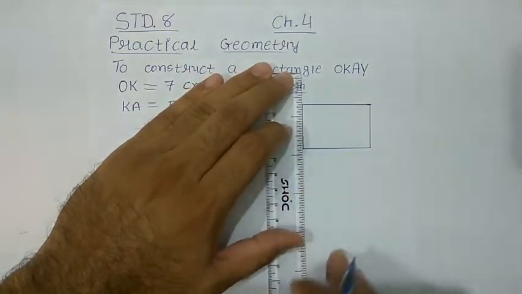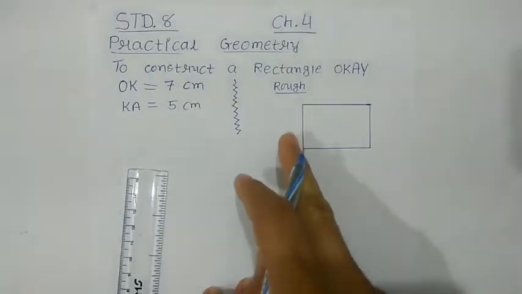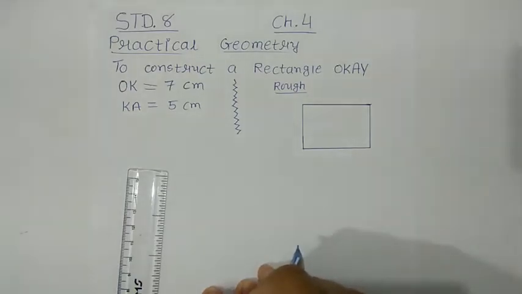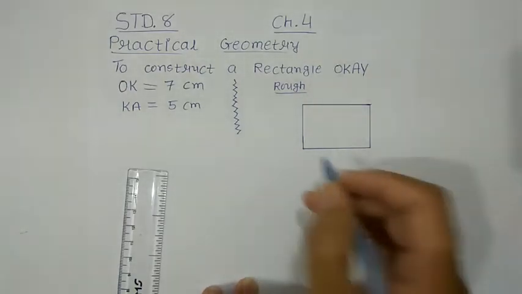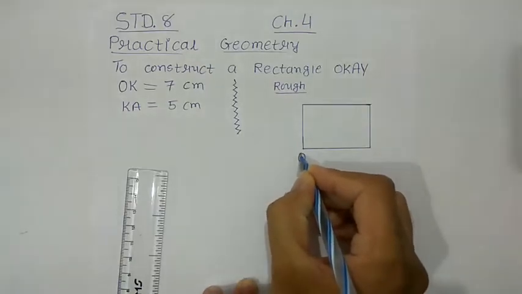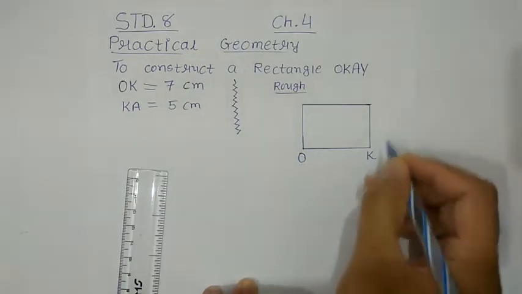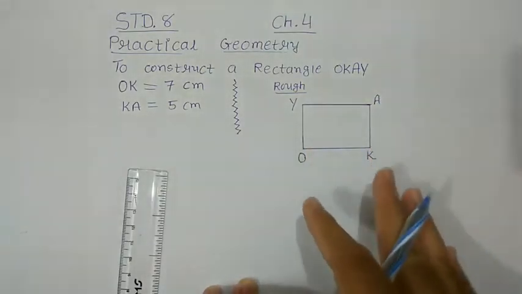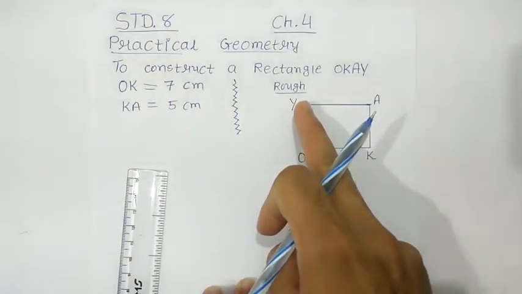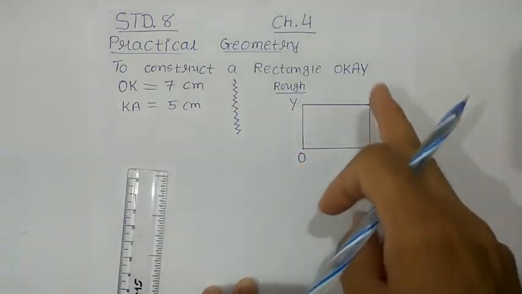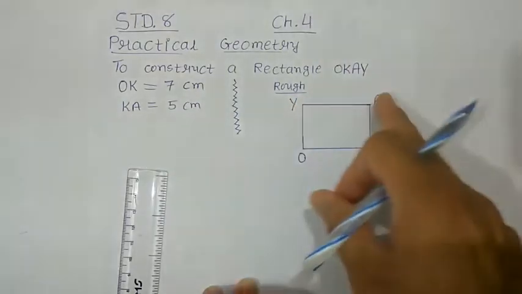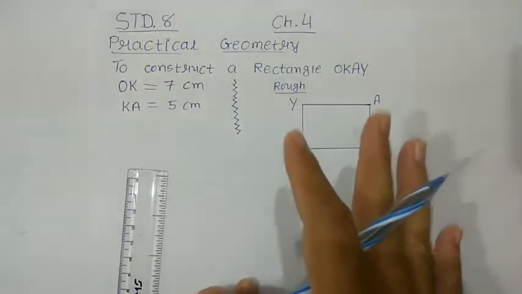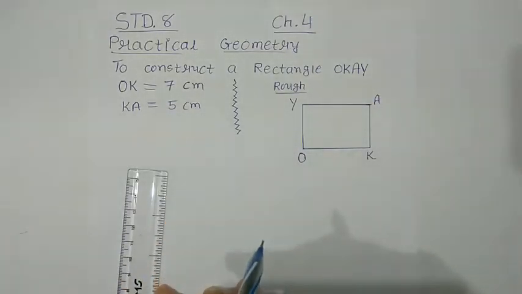Give it the name OKAY, either in the clockwise direction or in the anti-clockwise direction, that you know very well now. So let us give it the name in the anti-clockwise direction, O, K, A and Y. You can give it the name from here also, in the clockwise direction. That is up to you how you give it the name. According to that, the construction we have to do.